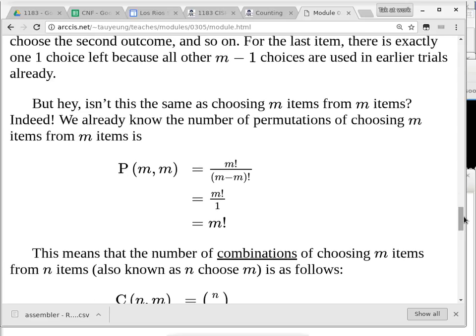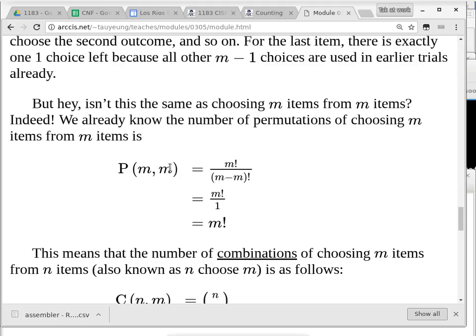Well, okay, not quite here. This one is just saying, if you have m things and you have to choose all m and the ordering is important, then by definition, the permutation of m choose m is m factorial divided by (m minus m) factorial. So you have m factorial divided by 0 factorial, and 0 factorial is 1. So that's why you only get m factorial back, which makes perfect sense.